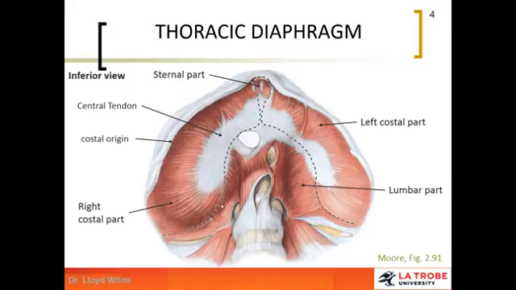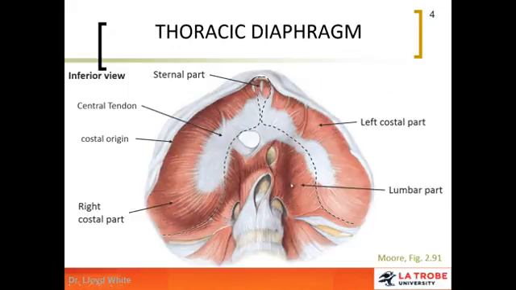Now, viewing the diaphragm from underneath, we can see the different parts of the diaphragm. We can see that there's part of the thoracic diaphragm originating from the sternum, so this is the sternal part. We have parts originating from the ribs. These are the costal origins. Then we have a right costal part and a left costal part, and then we have the lumbar part attaching to the lumbar vertebrae.